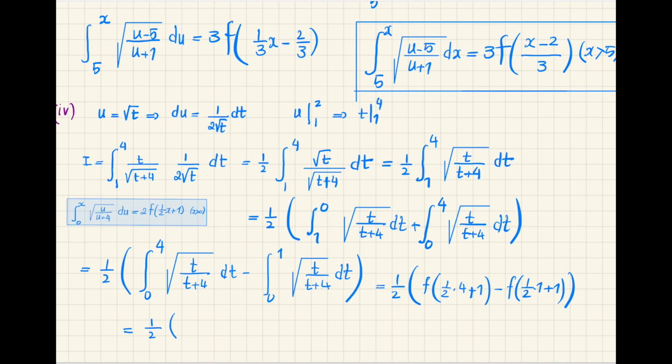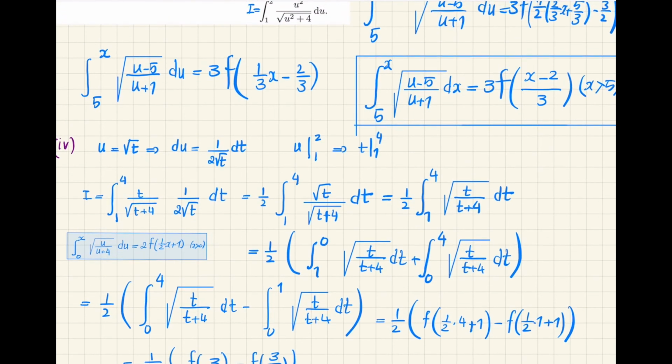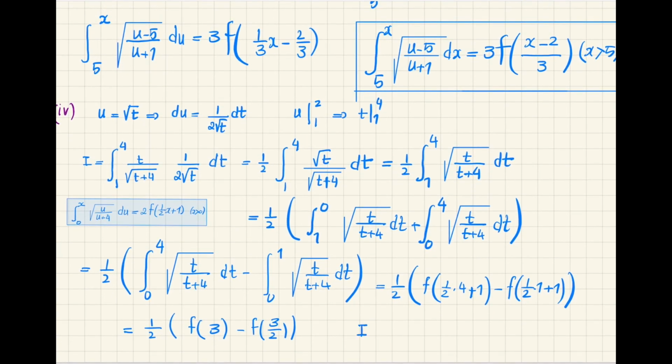And then I simplify it a little bit. So this becomes f of 3. The 4 and 2 are cancelled. This becomes 2 plus 1, 3. And then this is 1 over 2 plus 1, 3 halves. So it becomes minus f of 3 halves. So it means that the expression that I was looking for, I, is equal to 1 over 2 f of 3 minus 1 over 2 f of 3 over 2.